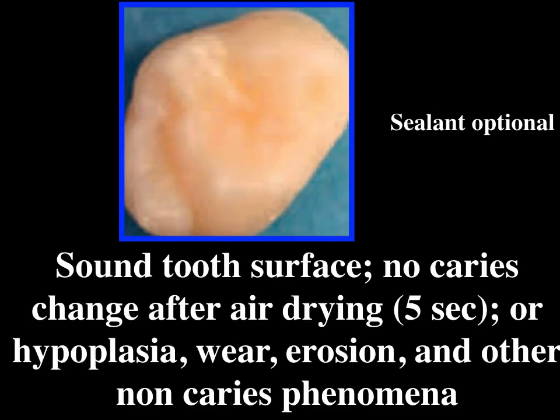Sound tooth, in diagnosis and treatment planning of the teeth. Sound tooth surface. In this picture, we see a sound tooth surface, clean, no caries, no change after 5 seconds of air drying, or hypoplasia, wear, erosion, and other non-caries phenomena. It's a very clean tooth without any defect. If we have deep pits and deep fissures, it may need a sealant. This is optional, not important, but optional for future prevention.